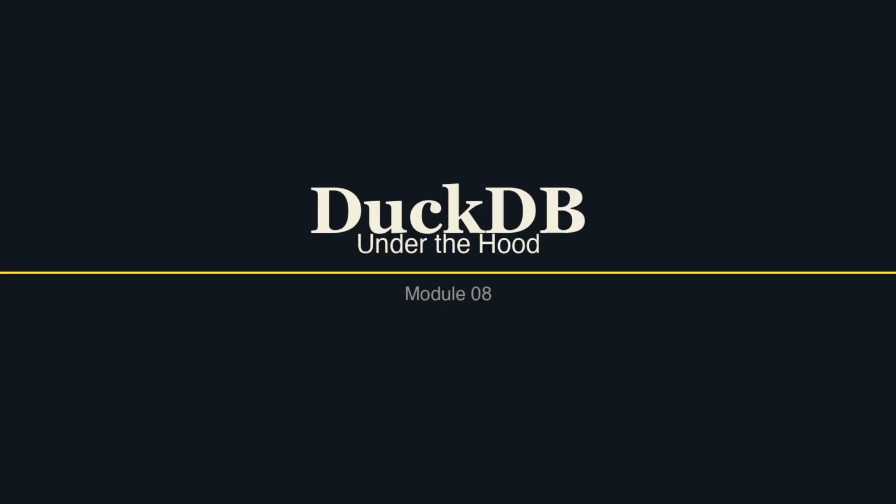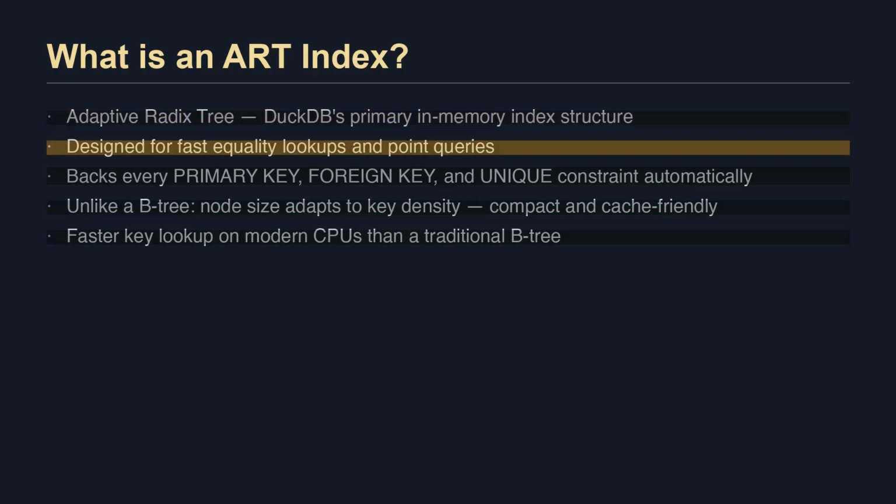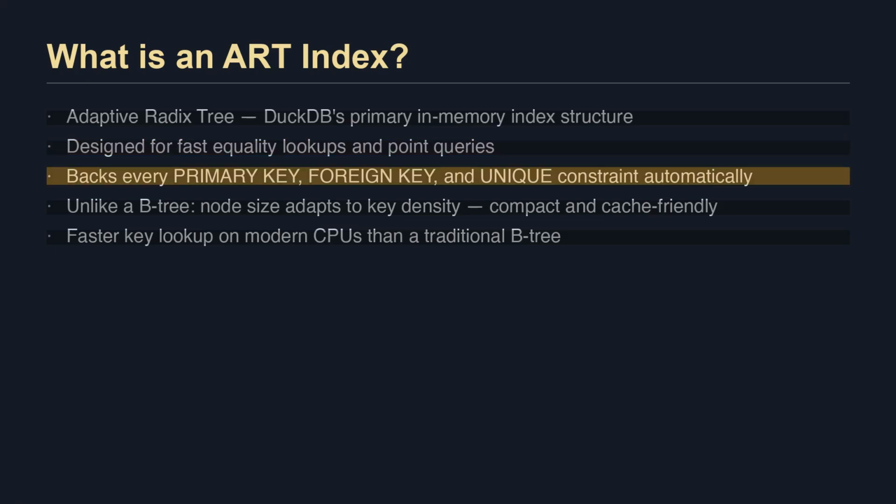DuckDB under the hood. This is Module 8. DuckDB's ART index stands for Adaptive Radix Tree. It is an in-memory index structure designed for fast equality lookups and point queries. DuckDB uses ART to enforce primary key, foreign key, and unique constraints. Every constraint in DuckDB is backed by an ART index automatically.